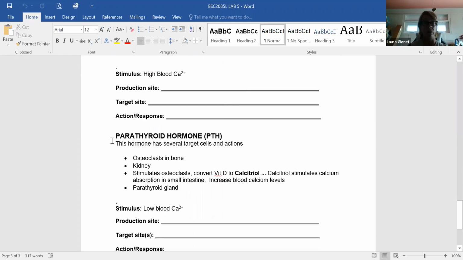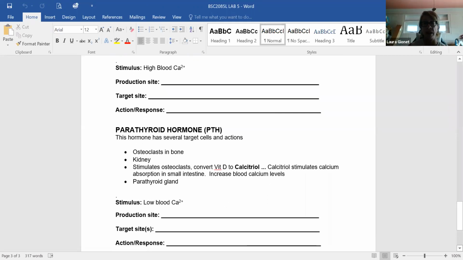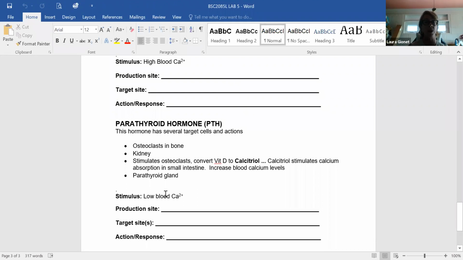So now we look at parathyroid hormone, and parathyroid hormone comes from the parathyroid gland. Luckily, that gland only produces one hormone, so we call it the parathyroid hormone. All right, so now we have the negative feedback loop to the bottom. Now our stimulus is low blood calcium levels. Now they've gone lower than normal, really, blood calcium levels. All right. The production site is the parathyroid gland, the last option.